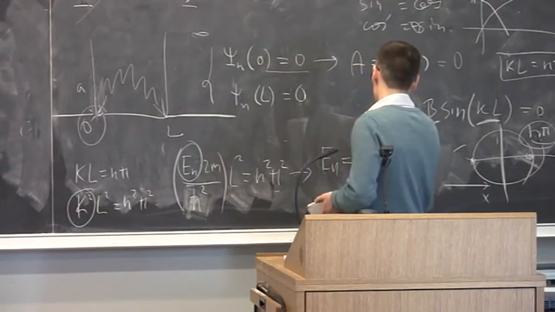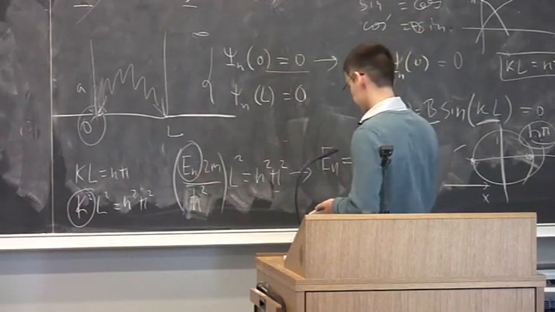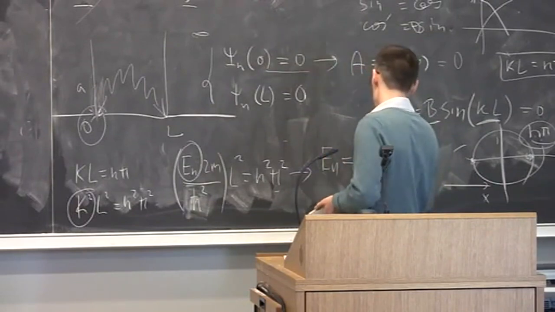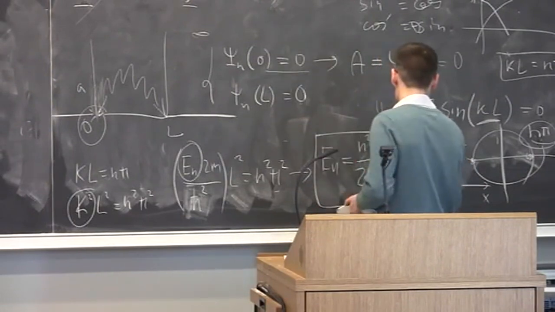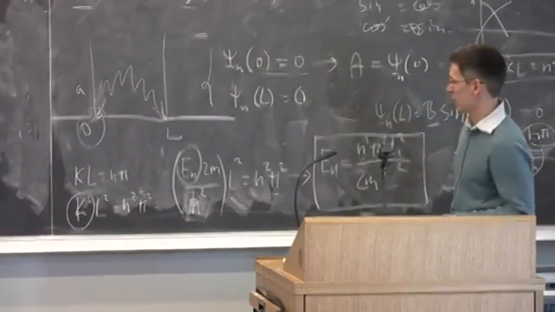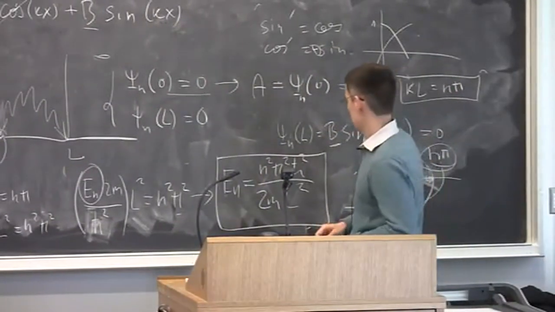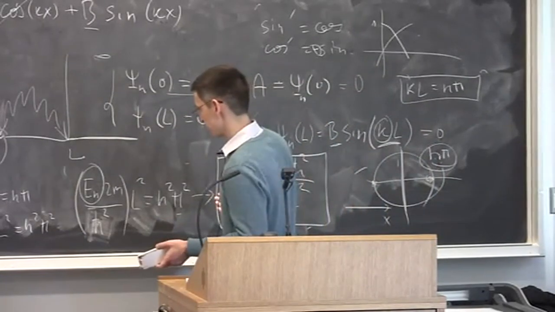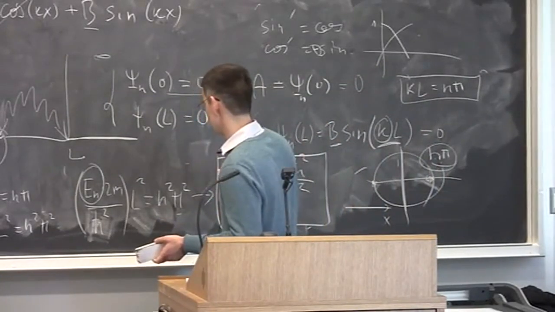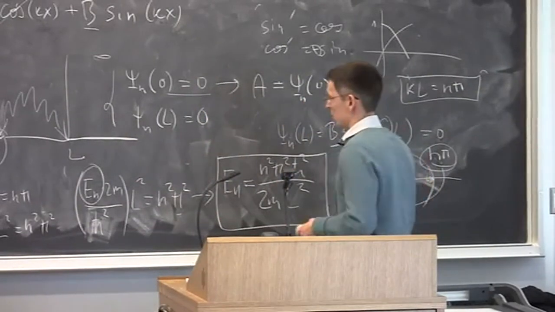So E n equals n squared pi squared h bar squared divided by 2m L squared, right? So we got energies. With that, we also got what the k should be, because k is related to energy.